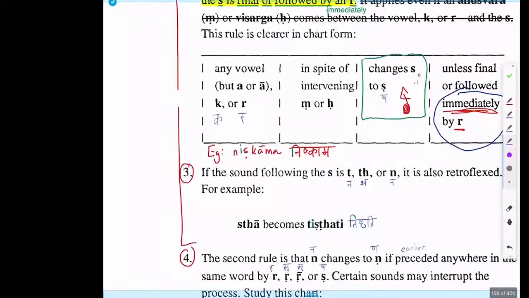Here's an example. Nishkama, you heard this in Bhagavad Gita, Sakama Nishkama. See how there's this green I? Because it's there, this original s has changed into a sh. Nishkama. Originally it's niskama, but only due to internal sandhi, it has become nishkama.